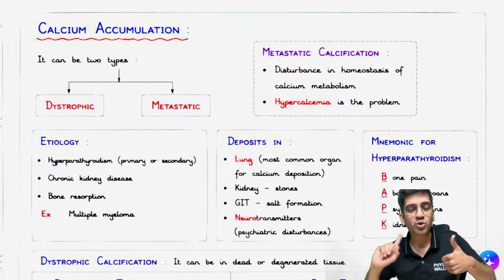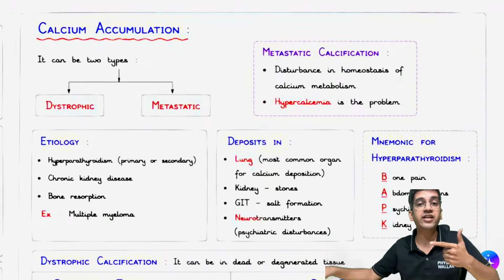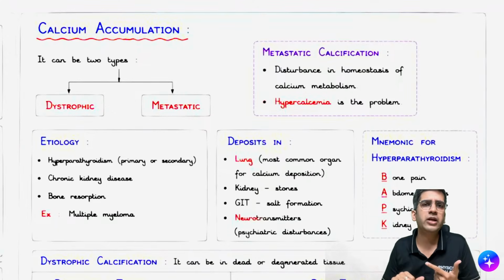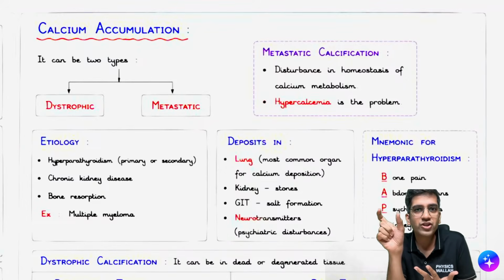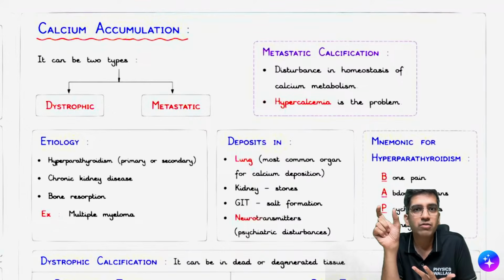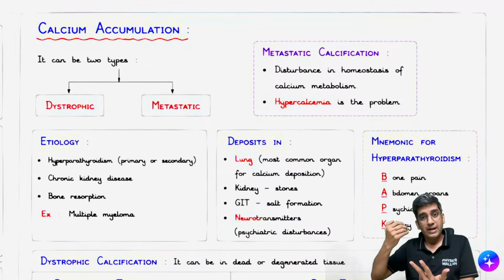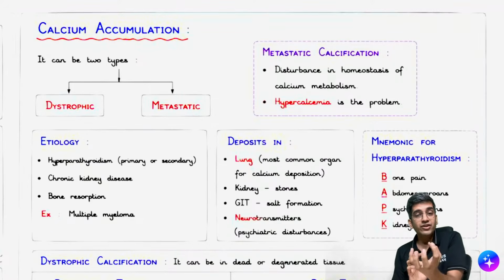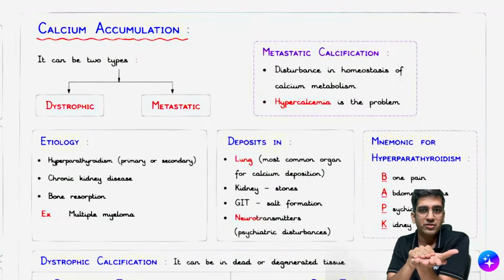Hyperparathyroidism, because parathormone mobilizes calcium. Chronic kidney disease, because the kidney eliminates calcium; when it's failing, I will not be able to eliminate calcium. Rapid bone resorption, because bone is the richest source of calcium. I have multiple myeloma, punched out lesions, rapid bone resorption. Metastasis, rapid bone resorption. So whenever there is an excess of calcium due to the above etiologies, this calcium has to deposit.